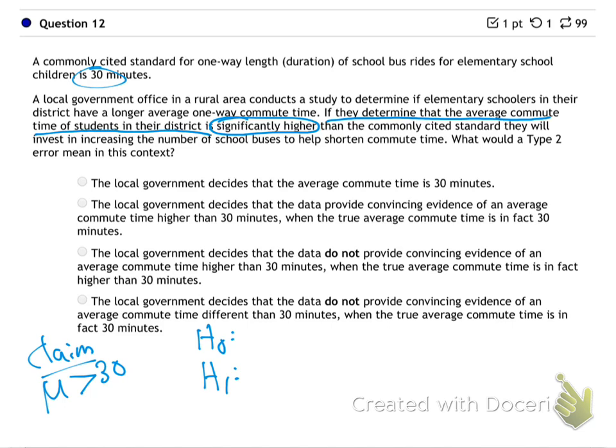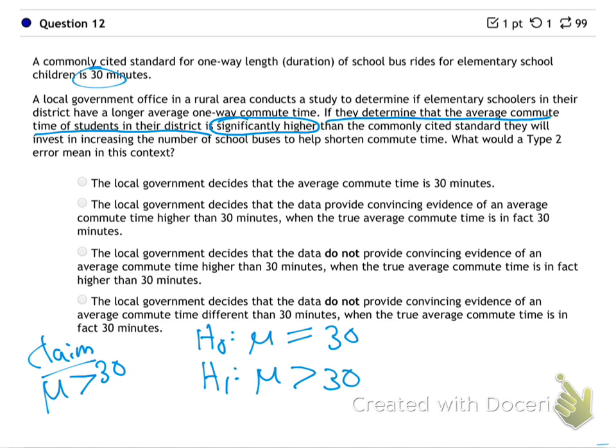So let's write the null. Remember, these guys always have the same letter, same number. Mu, 30, no change. Never change that. The H0 is always equals. So what's the H1? It's got to match the claim, doesn't it? One of them has to match the claim. Okay, so what then? So that means what is true there?